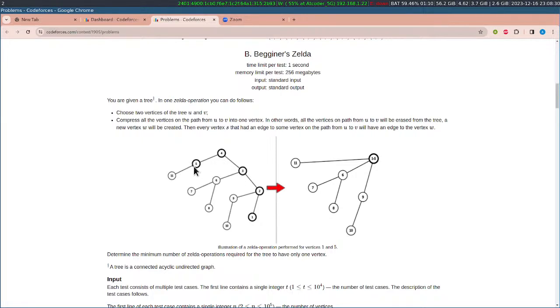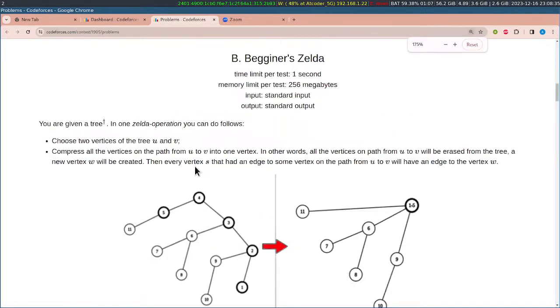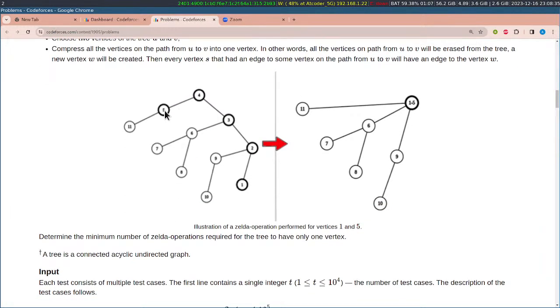Let's say we have chosen the path from 5 to 1, 5 4 3 2 1, then everything from 5 4 3 2 1 gets compressed into one node, which they call 1 comma 5. 11 is a neighbor of 5, so 11 remains. 6 is attached to at least one node on this path, so everything over here remains the same. And if we look at 9, 10 is also attached to one node, so it remains here, nothing is attached to 1.